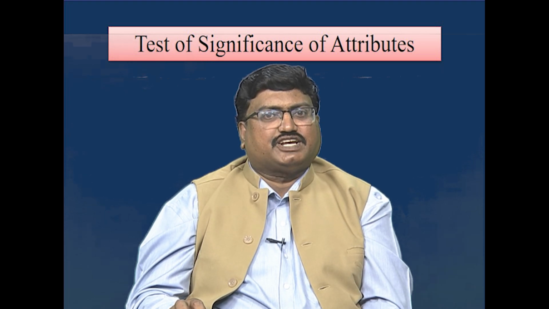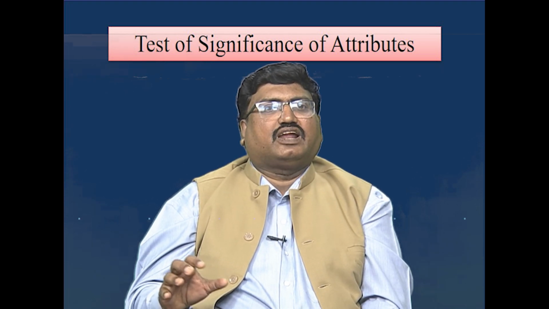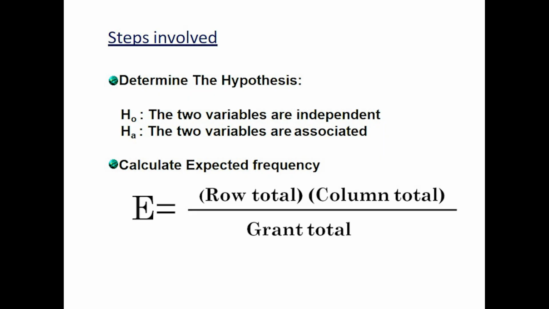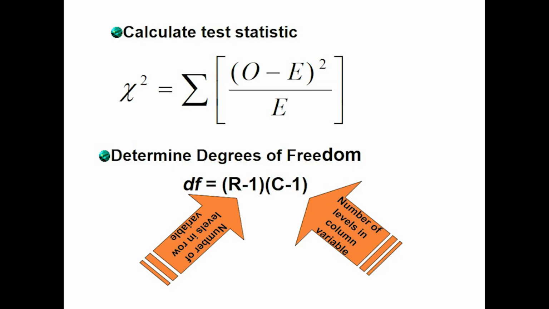Suppose we have it as a test of independence. How do we calculate the expected frequency? The formula is row total into column total divided by the grand total. So this is the formula that we have. And let's take an example. These are the table values.